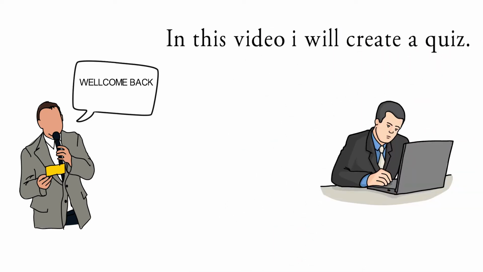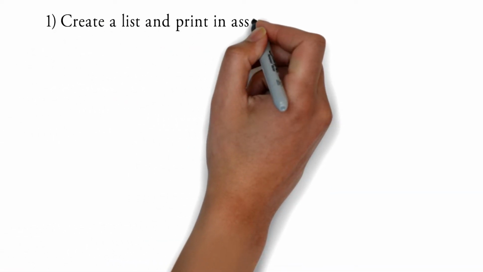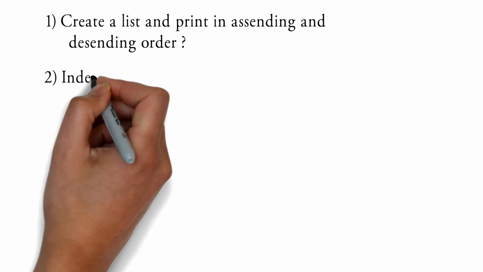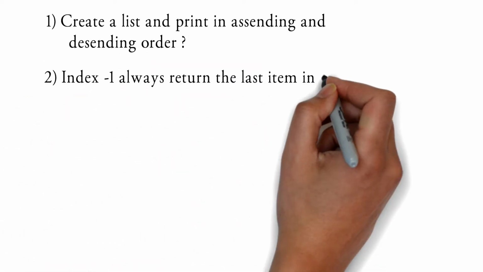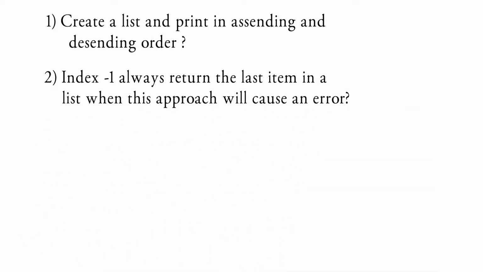We create 4 questions for this quiz. First, create a list and print in ascending and descending order. And second is, index -1 always returns the last item in the list; when this is used, it probably causes an error.